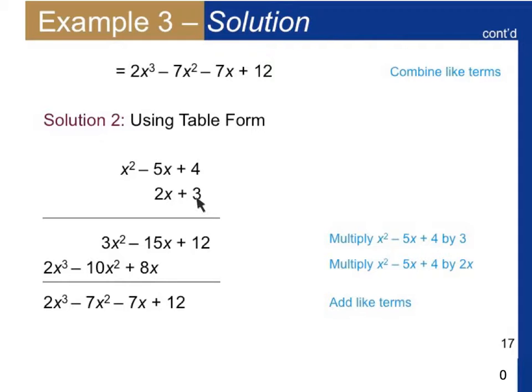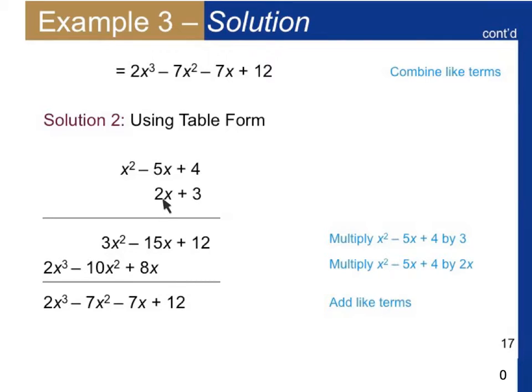So what we're doing is kind of like the way we do long multiplication. So we would take 3 times x squared, 3 times minus 5x, and 3 times 4, thinking this is sort of like our ones place, and this is like our tens place. So that gives us 3x squared minus 15x plus 12. And then for the 2x, we'll do the same thing, but we're going to move the place values over so they line up with like terms.